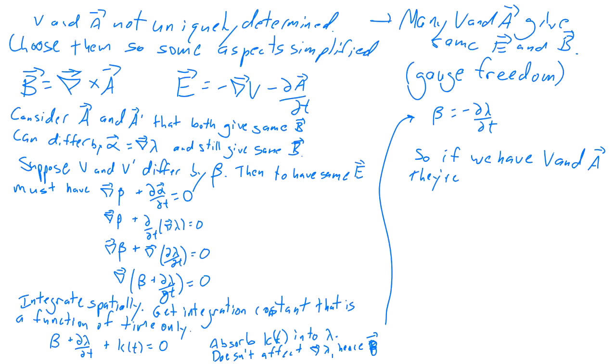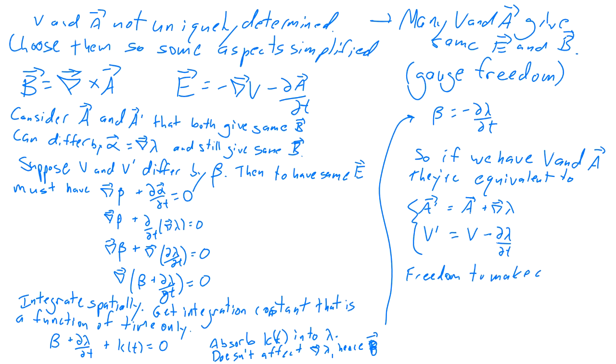Oh, so this is the same, right, as having together, we might have an A prime, which is A plus the gradient of lambda, like we said. And we've got a V prime, which is V minus d lambda dt, because we said it was V plus beta, but beta was equal to minus d lambda dt. So we can make changes like this so long as we obey these constraints in lambda. Right, this is called gauge freedom.